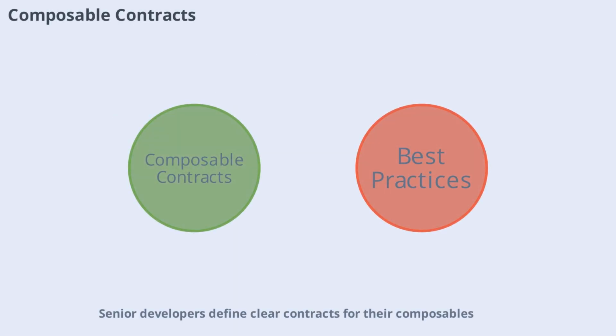Senior developers define clear contracts for their composables. This means specifying what data is required, what events are emitted, and how state is managed. Clear contracts make composables easier to use, test, and maintain.